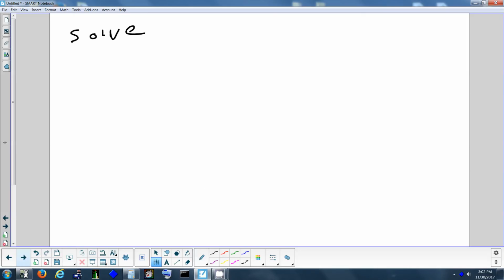Okay, let's try the same type of thing, but now I'm going to put the variable as the argument. So let's do log base 3 of x equals 5. You do the same thing as the last problem. Change it from log form to exponential. How would I change that to exponential? What would it look like? 3 to the 5th equals x.